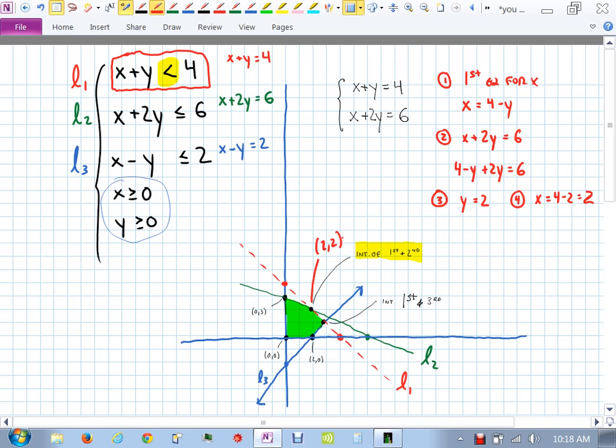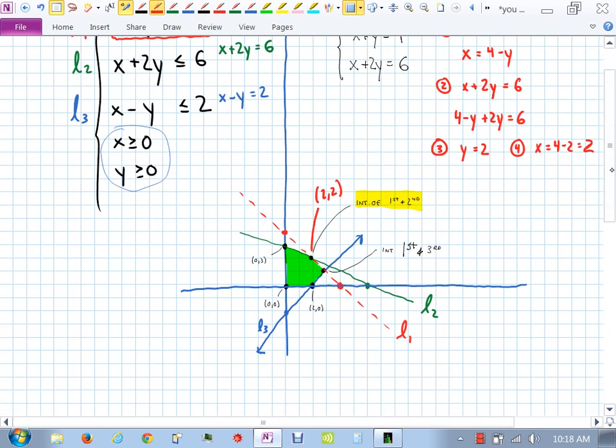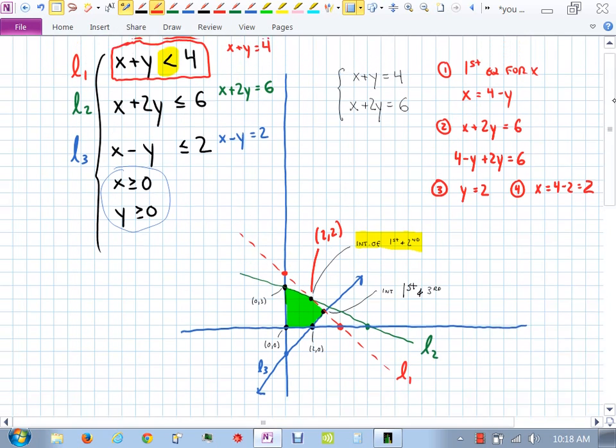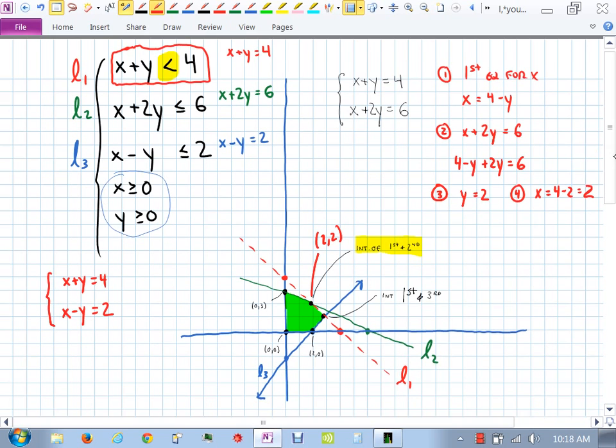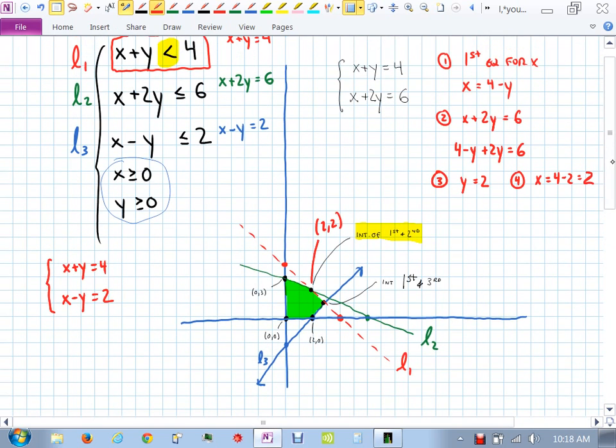And then let me get the other intersection point. So I want the first and third in a system. So I'll do that down here in the bottom left corner. I'm going to do the first, x plus y equals 4, and the third, x minus y equals 2. Do you see why I wanted to do elimination on that one? You see how easy it is if you add down?